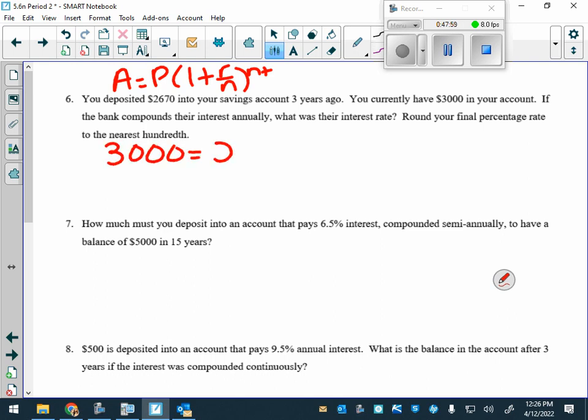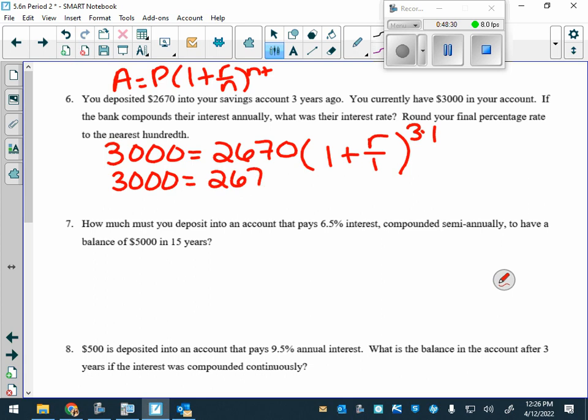Okay. So we have 3,000 equals 2670 times (1 plus R) to the 3. Okay. So this ends up being typically what you guys are going to see anyway with annually. We would always have to find the rate. We would not have to find the end value. Okay. So from here, we have 3,000 equals 2670 times (1 plus R) cubed. How do I go about solving?